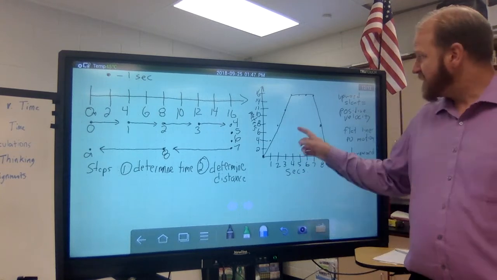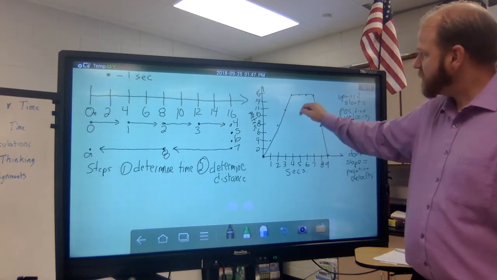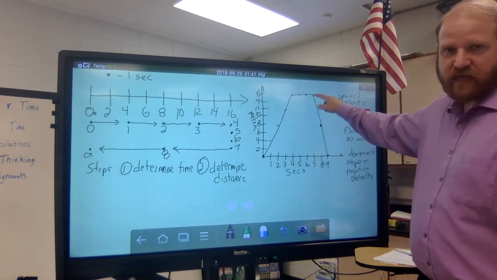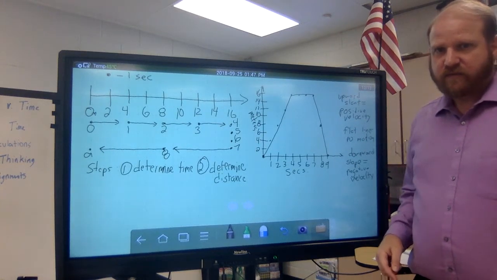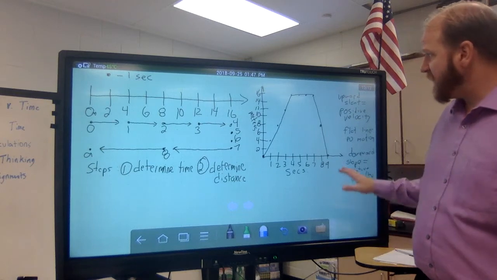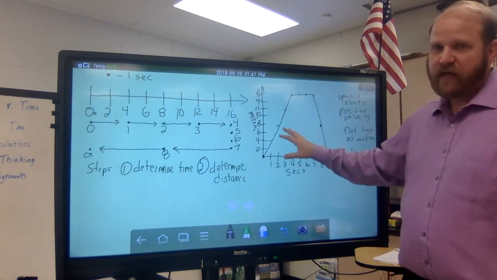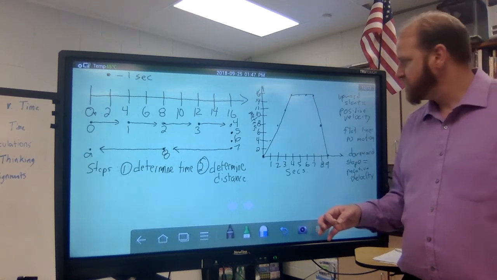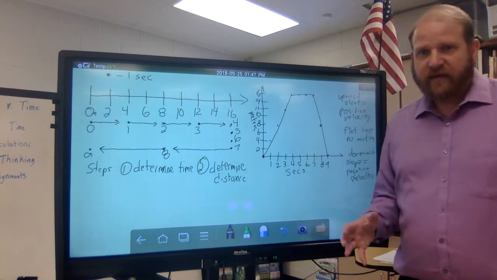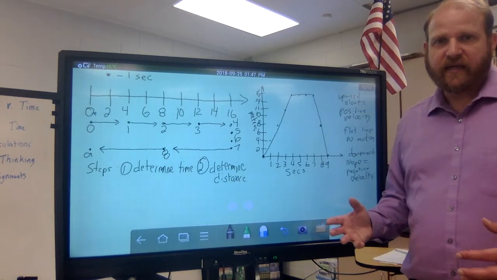So now that I can see this, I know that this is a positive velocity. The person or the object stopped here, and then they went backwards, so that was a negative velocity. Now what I can do is take this information and convert it over to a velocity versus time graph. In order to do that, there are 2 things that I need to determine.